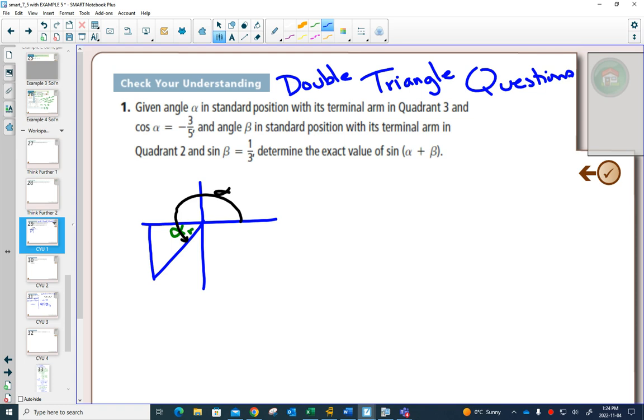But we draw our triangle for alpha, and we know that cos of alpha is -3/5. So we can label on this triangle, since cos is adjacent over hypotenuse, that this side would be 3, this side would be 5. a squared plus b squared equals c squared, and you could solve that that side has to be 4. And then from our triangle here, we already knew that cos of alpha was -3/5, but now we also know that sine of alpha is -4/5.